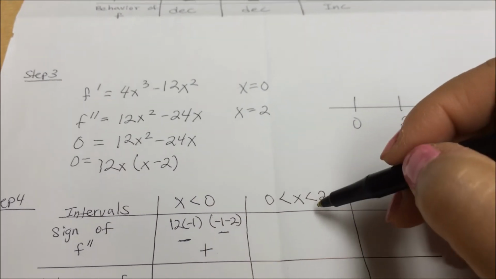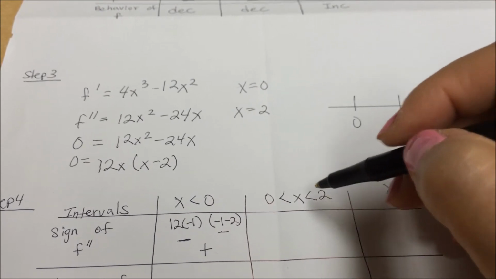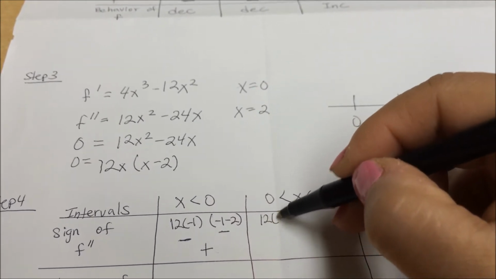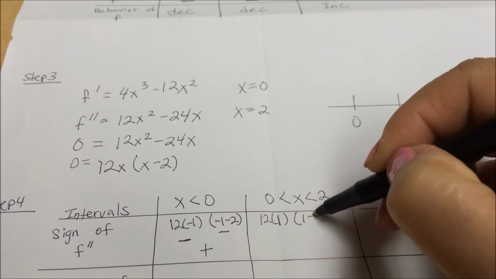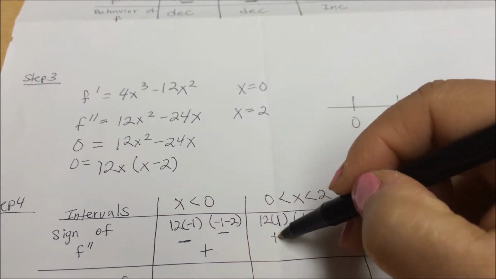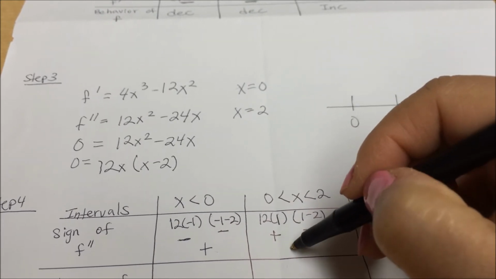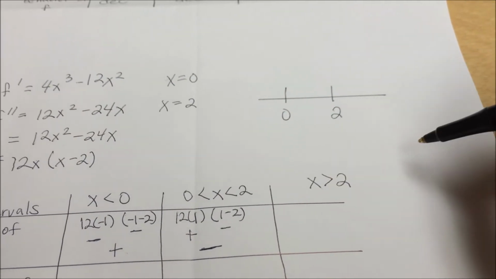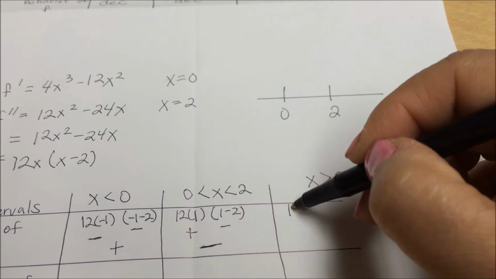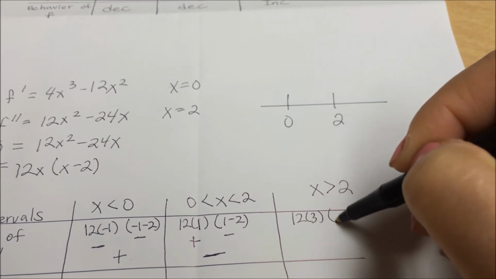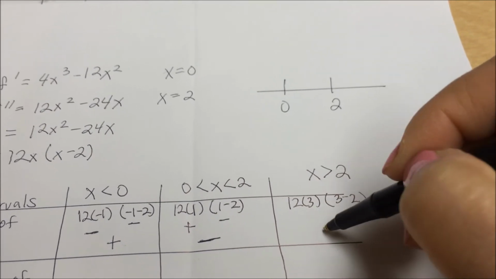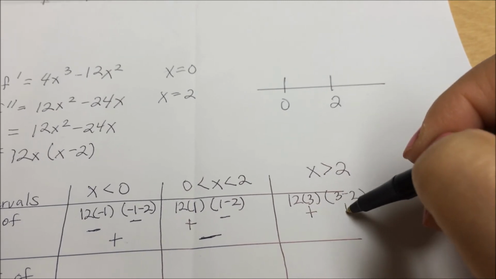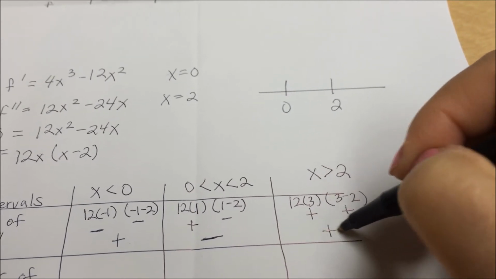Okay? Now do the same thing. Between 0 to 2 is +1, so 12 times +1, 1 minus 2. This is a positive number. This is a negative number, so the final product will be a negative. And then we have the last one. Let's put in like a 3, so 12 times 3. And then we have 3 minus 2. So this is positive, this is positive, so the final product is going to be positive.